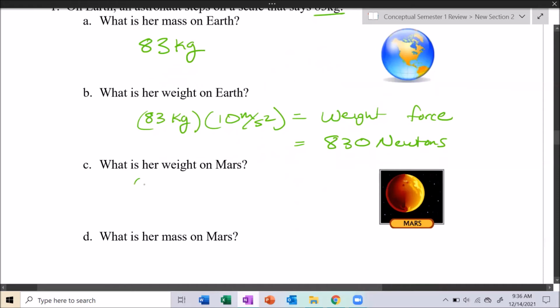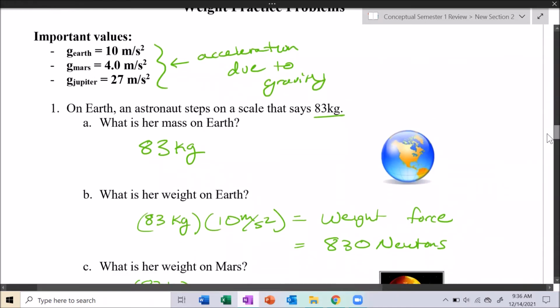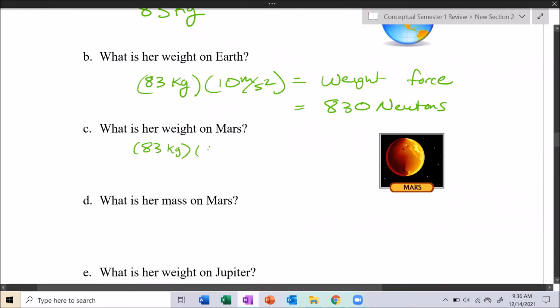Obviously, you're going to weigh different on Mars. On Mars, the acceleration due to gravity is 4 meters per second squared. So you're going to take your 83 kilogram mass, multiply it by 4 meters per second squared. Your answer is going to be in newtons. And if we put it in our calculator, 83 times 4 gives us 332 newtons. Does the mass change when you go to Mars? No, sir or ma'am. The mass is always going to be 83 kilograms.